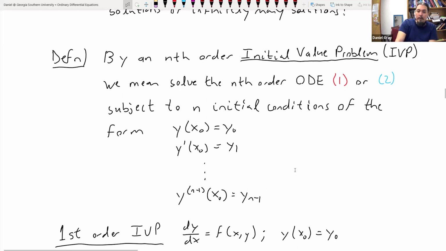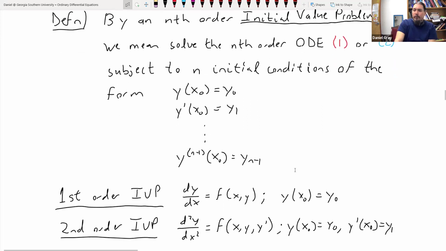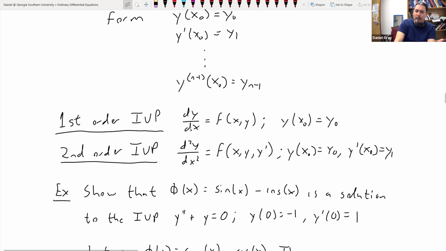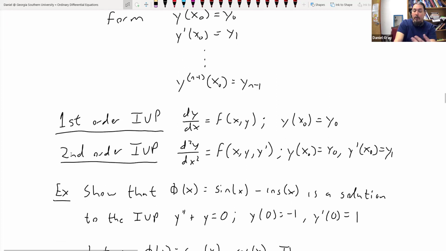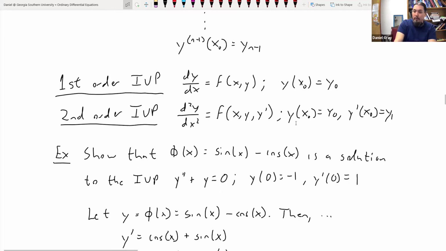Just to clarify that a little bit, what does it mean to be a first order IVP? Well, you have to have a first order differential equation, and then you have to have one initial condition. So you would stop right here at y of x0 equals y0. If you were a second order initial value problem, then you would need a second order differential equation, like so, and then you would need two initial conditions, and so on and so forth.